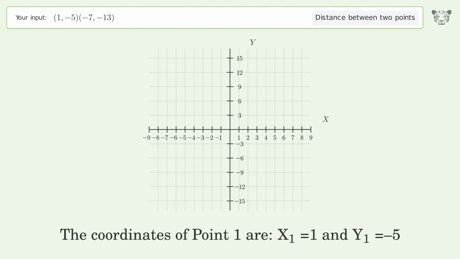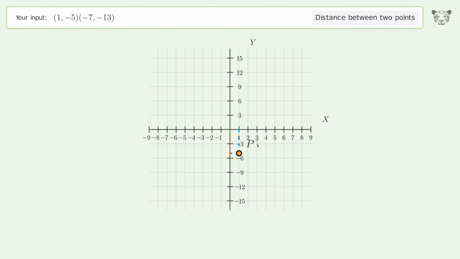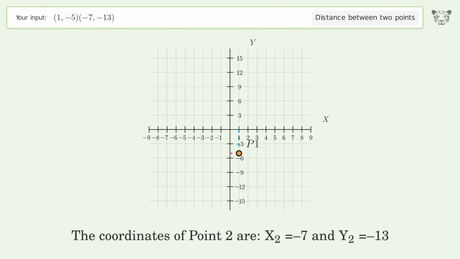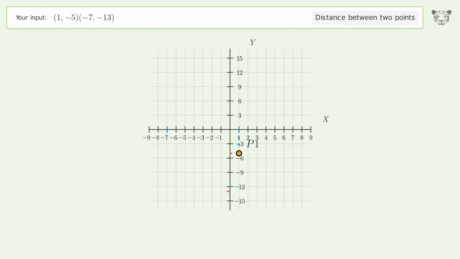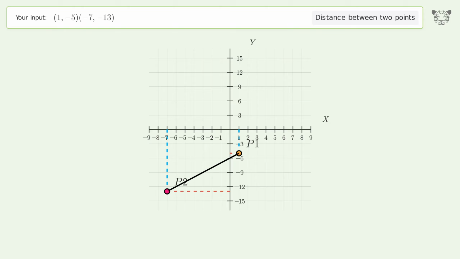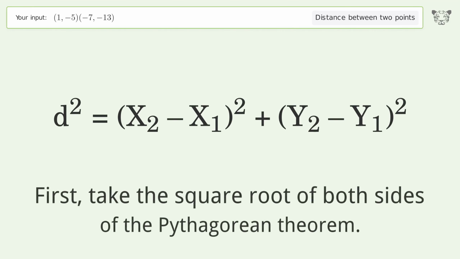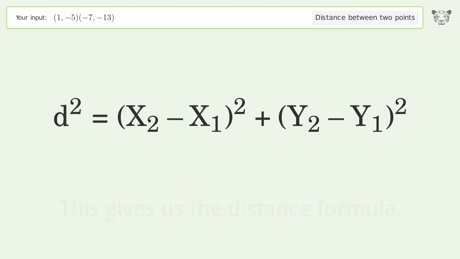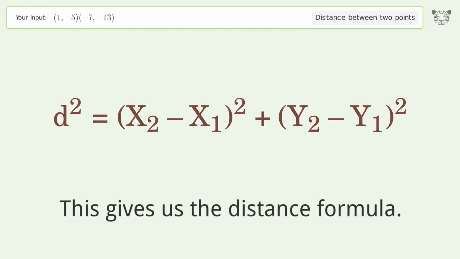The coordinates of point 1 are x1 equals 1 and y1 equals -5. The coordinates of point 2 are x2 equals -7 and y2 equals -13. D is the distance between the 2 points. First, take the square root of both sides of the Pythagorean theorem. This gives us the distance formula.